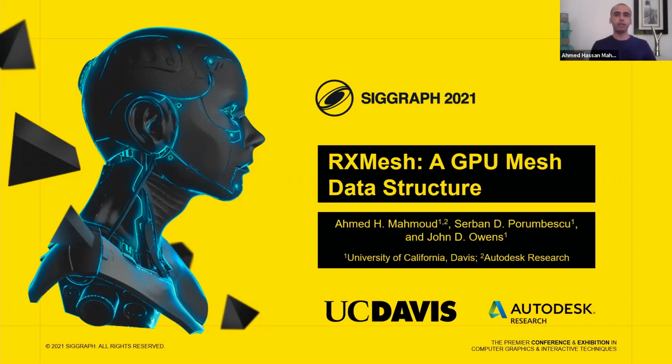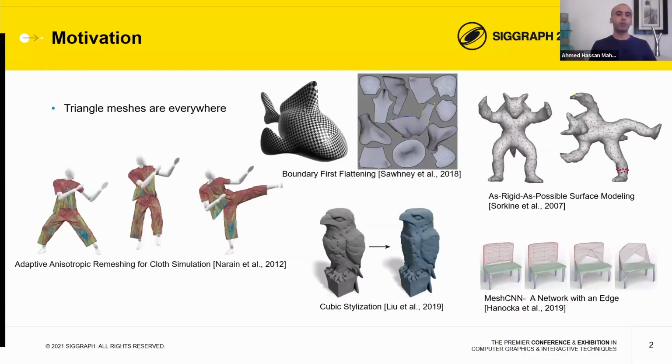I'm a PhD candidate at University of California, Davis, and a senior research scientist at Autodesk Research. In this work, we developed a GPU mesh data structure to speed up geometry processing applications by leveraging the GPU's massive parallelism. As this work targets triangle meshes due to their ubiquity in so many applications, from simulation and modeling to visualization and 3D printing, and so many other computational geometry applications.